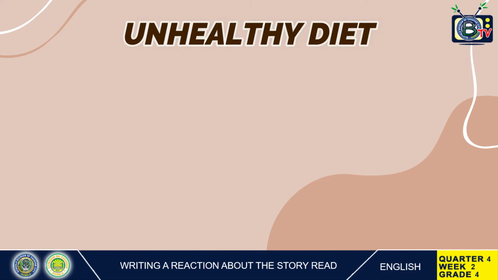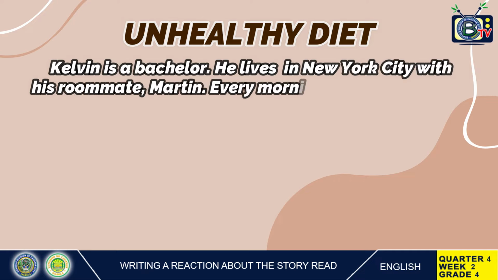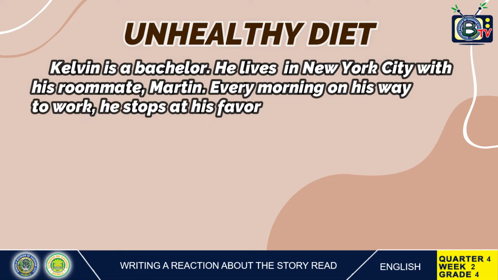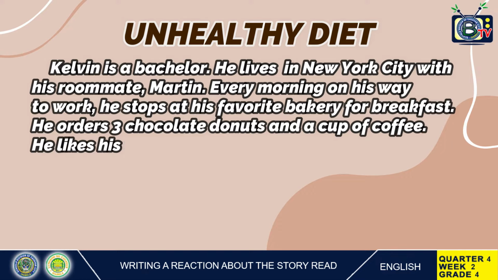Unhealthy diet. Kelvin is a bachelor. He lives in New York City with his roommate Martin. Every morning on his way to work, he stops at his favorite bakery for breakfast. He orders 3 chocolate donuts and a cup of coffee. He likes his morning routine.